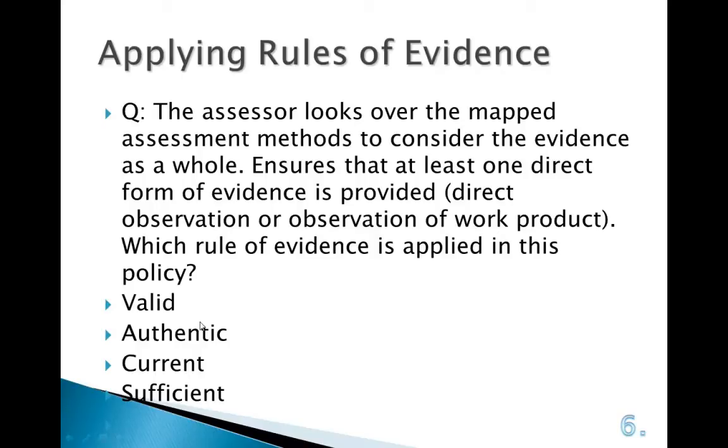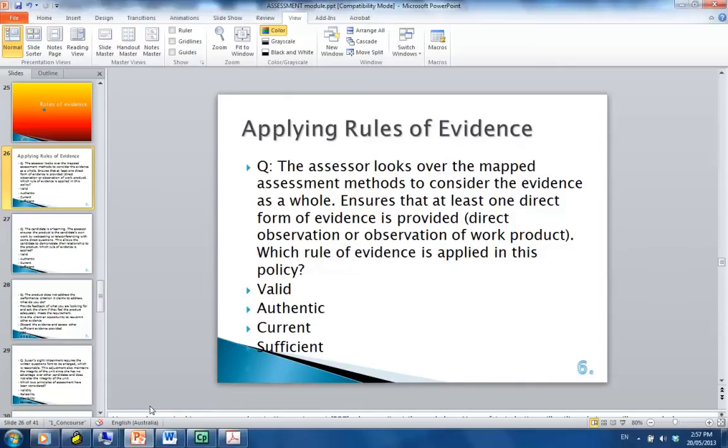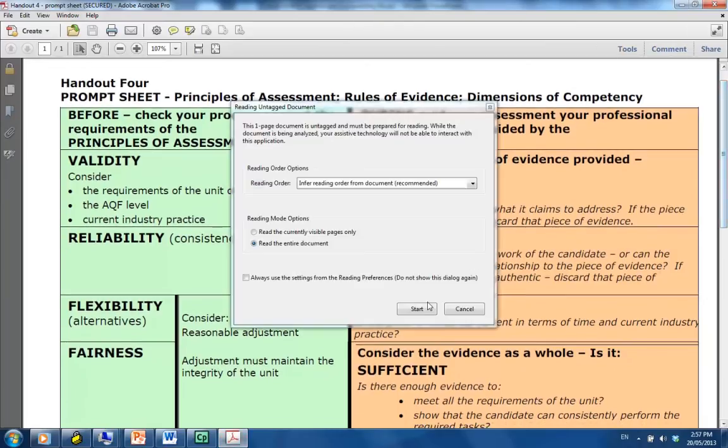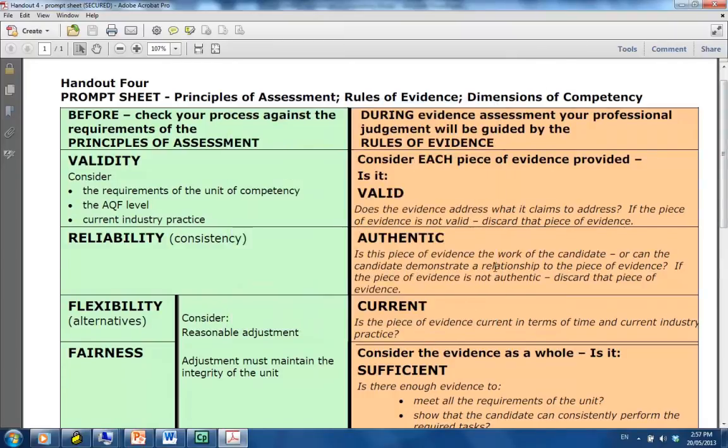So does that relate if you are looking at the orange section here, which is the rules of evidence? I'm sorry about that. So is that in relation to valid? Does the evidence address what it claims to address? Is it about authenticity? Can the candidate show that it's their own work? I don't think it really relates to that if they're looking at the mapping.